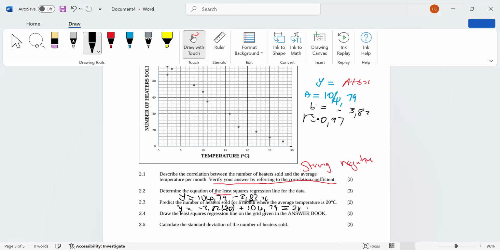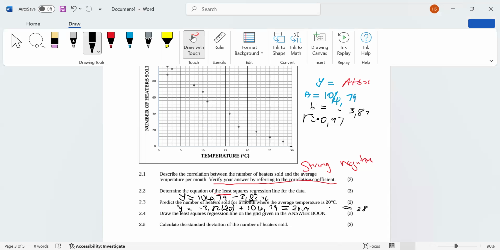But the number of heaters, remember, you can't sell 28 comma 4 heaters. It's going to be 28 heaters then, which means we sold approximately 28.